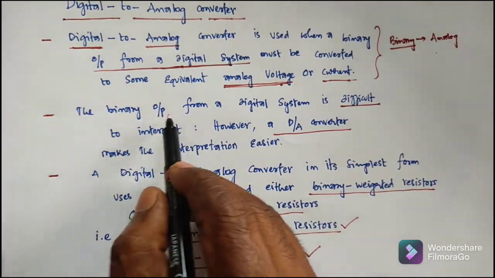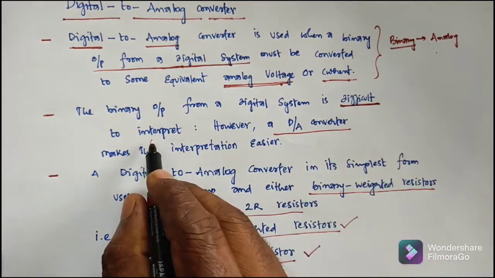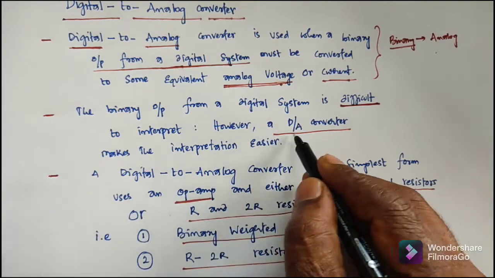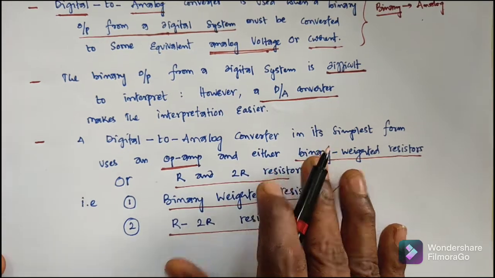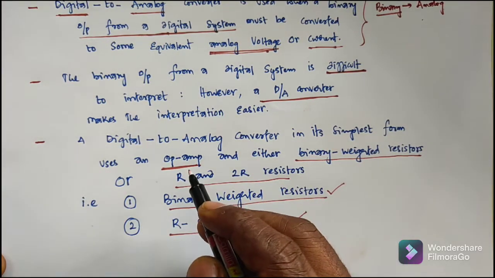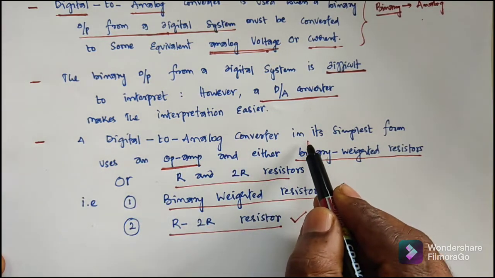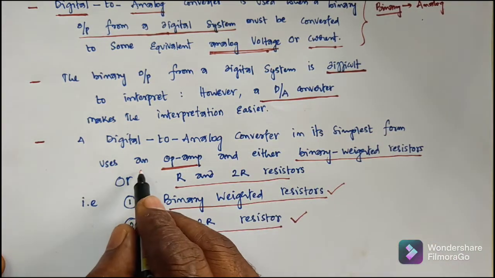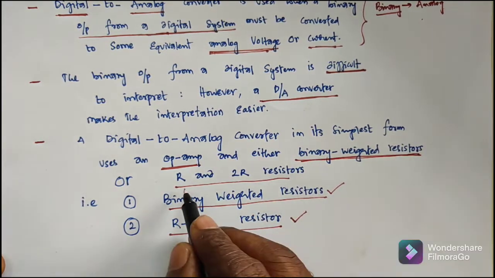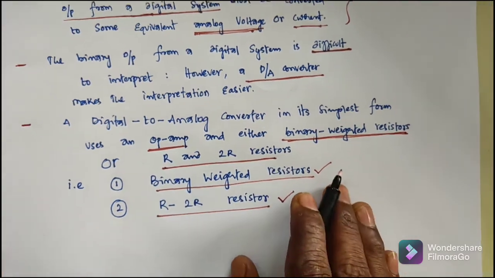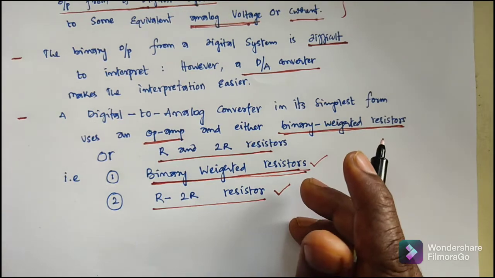Next, the binary output from a digital system is very difficult to interpret. However, a digital to analog converter makes the interpretation easier. So that's why there are different types of digital to analog conversions. A digital to analog converter, in its simplest form, uses an operational amplifier and either binary weighted resistors or R-2R resistors. Now we are going to talk about binary weighted resistors.